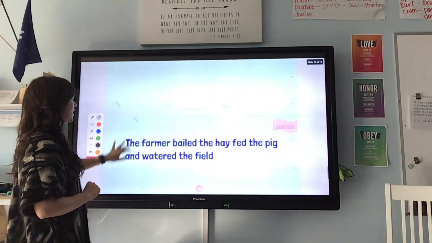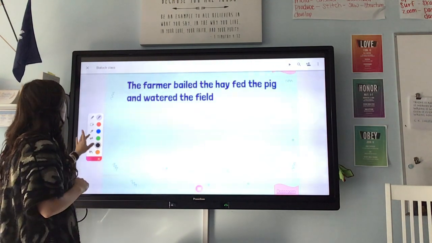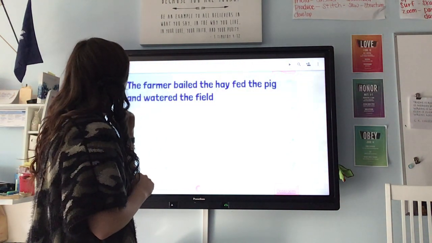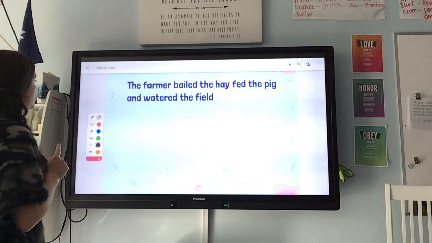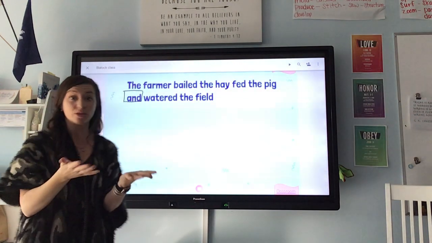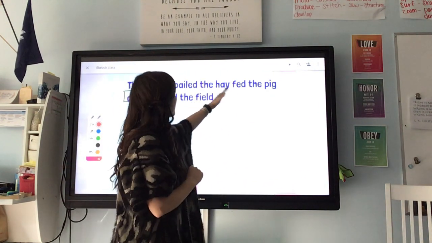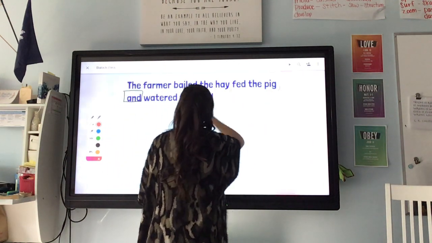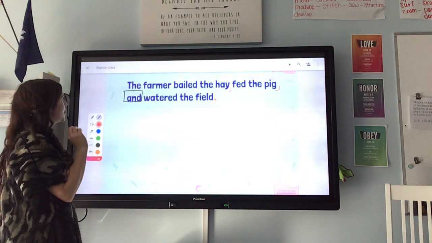Next, we have: The farmer baled the hay, fed the pig, and watered the field. If we look at a sentence and do the same thing, I do not see any prepositional phrases. I do see a coordinating conjunction, so I'm going to box it. Just an FYI, I know we haven't worked so much with punctuation, but because there are three different things, you would put commas: baled the hay, fed the pig, and watered the field. Okay, let's go back to diagramming.